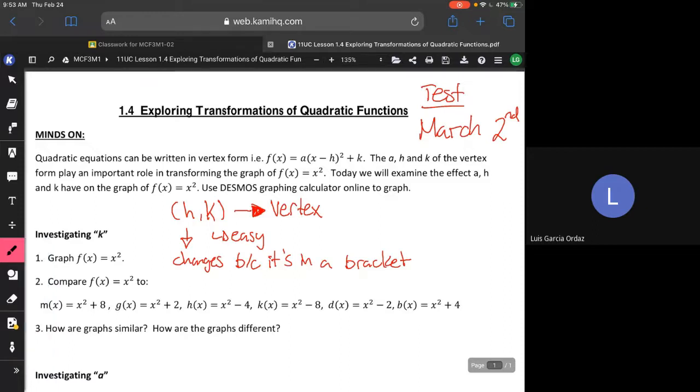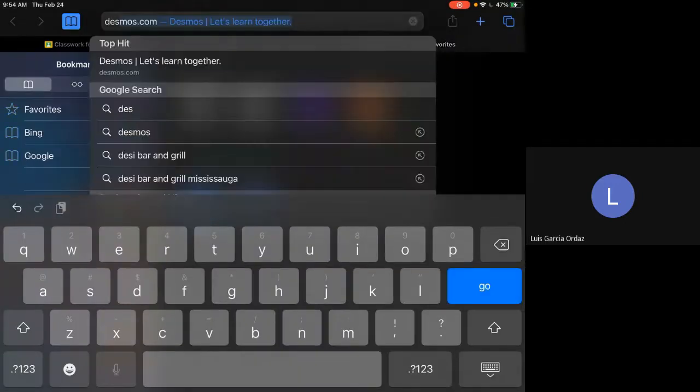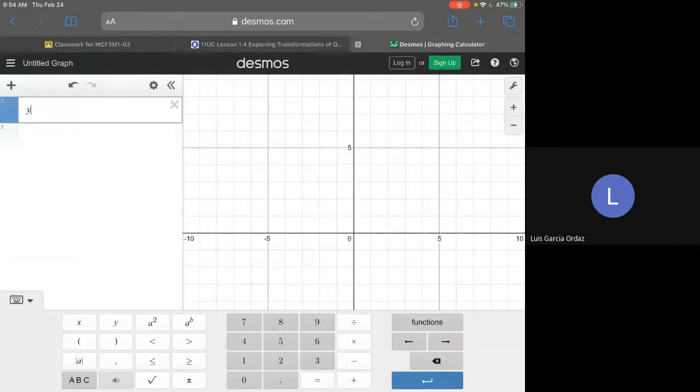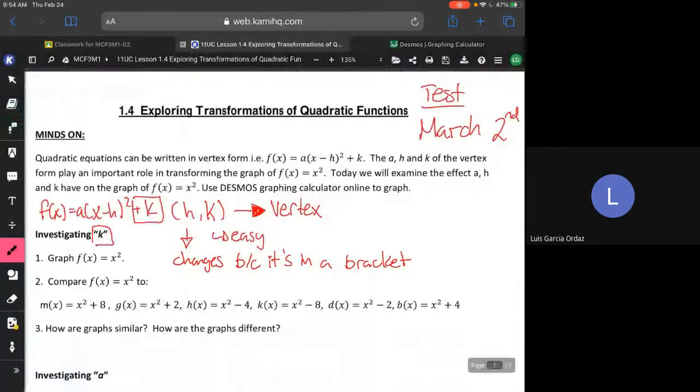So we're going to start by investigating k, which is the guy at the end. So k is the guy at the end of f of x is equal to a times (x minus h) squared plus k. We're going to be talking about this guy over here. So now we want to figure out what x squared is. So I'm going to open a new tab on Desmos. So graph. Okay. So I'm going to get y is equal to x squared. My vertex is going to be (0, 0). Nothing's going to happen.